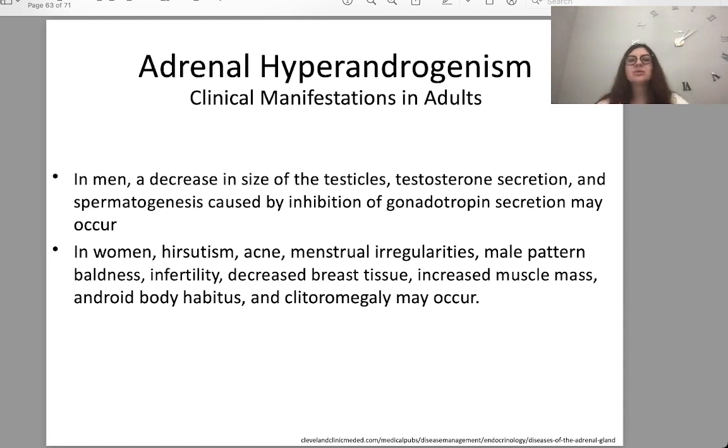In men, a decrease in size of testicles, testosterone secretion, and spermatogenesis caused by inhibition of gonadotropin secretion may occur. In women, hirsutism, acne, menstrual irregularities, male pattern baldness, infertility, decreased breast tissue, increased muscle mass, android body habitus, and clitoromegaly may occur.